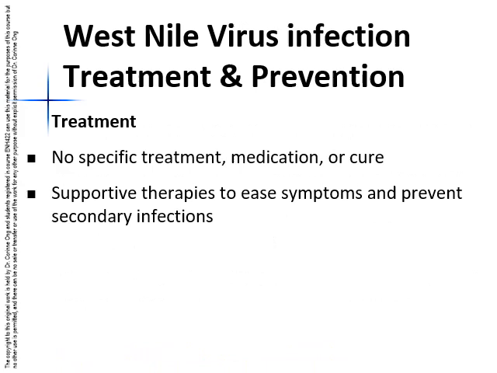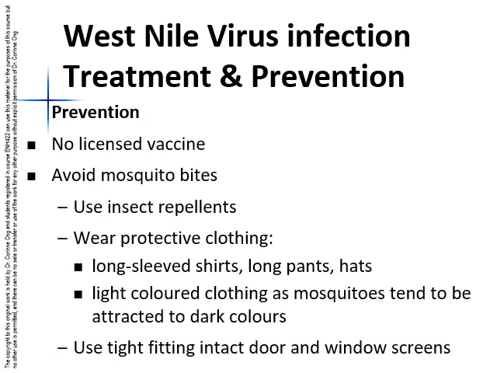There is no specific treatment, medication, or cure for West Nile virus infections, and supportive therapies such as analgesics can be provided to ease symptoms and prevent secondary infections. Since there are also no vaccines available right now, the best prevention strategy is to avoid mosquito bites by using insect repellents and wearing protective clothing such as long-sleeve shirts, long pants, and hats which are light-colored, as mosquitoes tend to be attracted to dark colors. Integrated pest management can also be used to control mosquitoes by exclusion with tight-fitting intact doors and window screens.